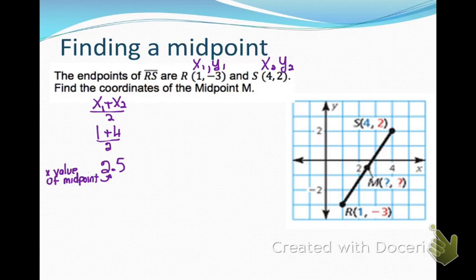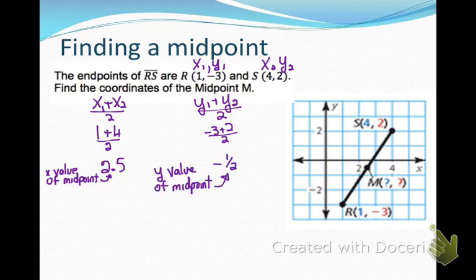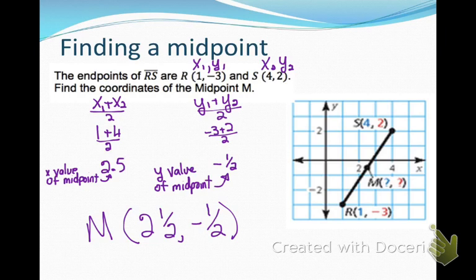To find the y value of my midpoint, I'm going to add my y values together and divide by 2. So -3 plus 2 divided by 2 is going to give me -1/2. So the coordinates of the midpoint of this particular line segment is going to be (2.5, -1/2). Well, if I'm looking at my graph, that looks about right. I went over 2.5 and then I went down 1.5. So you can use the midpoint formula to find midpoints.